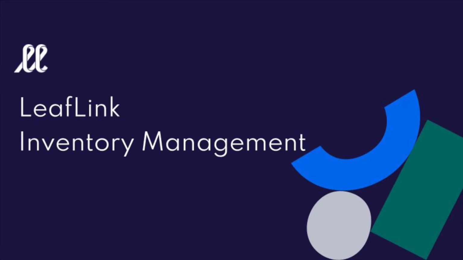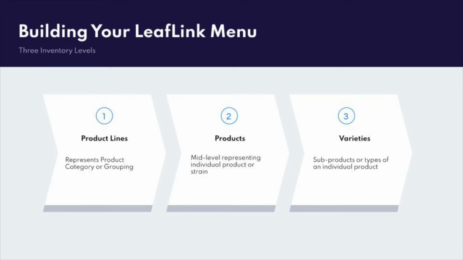Before you create your inventory, it's important to think about how you'd like to set up your menu for shoppers so that it's easy for them to navigate. There are three key levels of a menu that you can use to organize your menu. Product lines, which is the highest level and represents a product category or grouping. Products, this is at the mid-level and represents an individual product or strain. And varieties, at the lowest level, varieties are sub-products or types of an individual product.